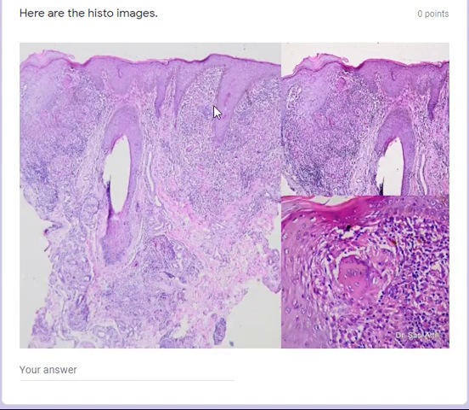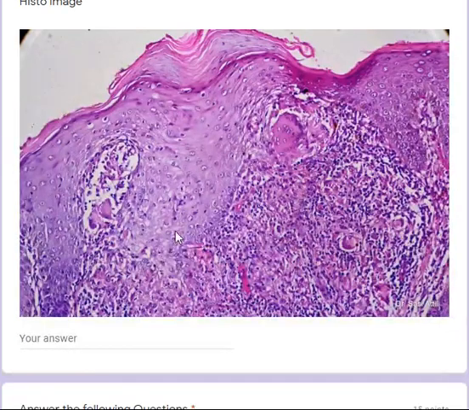Now on low power, you can see the histology essentially demonstrates a granulomatous infiltrate, which is limited to the upper dermis. The deep dermis is relatively spared. It is particularly concentrating on the follicular infundibulum. This is the follicular infundibulum, and you can see here as well. And it is definitely lichenoid. You can see here that the entire basement membrane zone is destroyed by this lichenoid and granulomatous infiltrate. So it is essentially a lichenoid and granulomatous infiltrate.